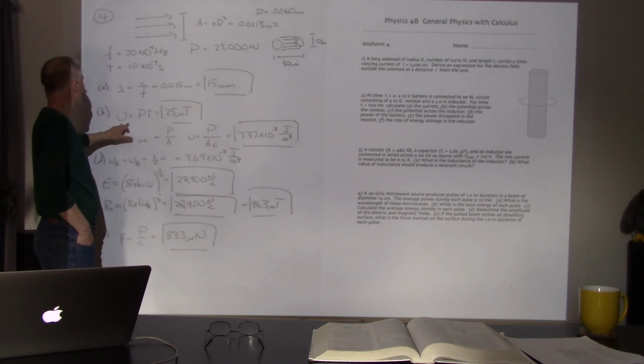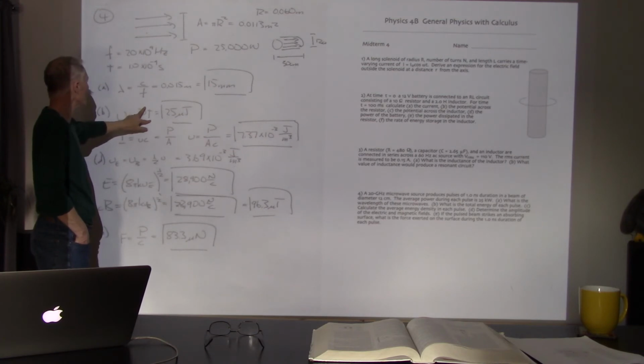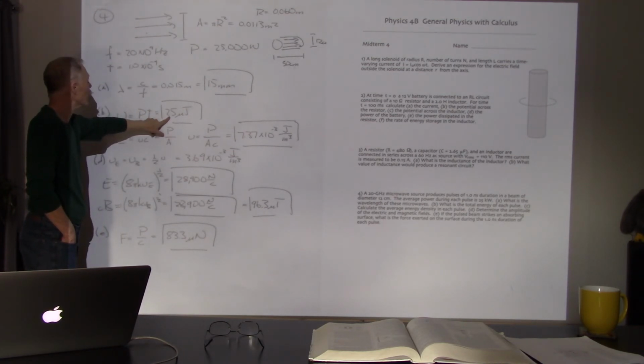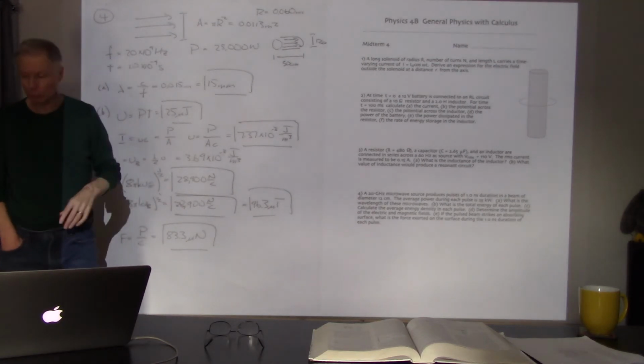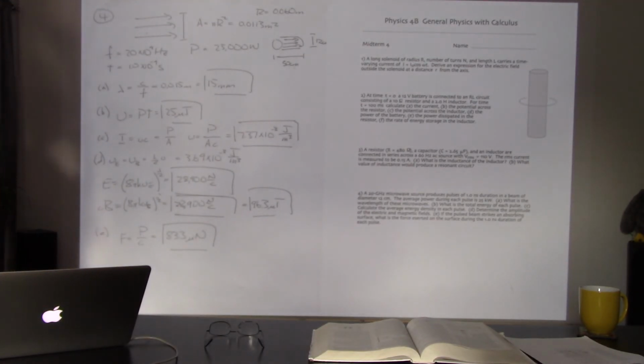The energy that we have in each pulse, we can take by the power and multiply that by the duration, and that gives us 25 microjoules. So that's B. Is this going to be another one that goes through the alphabet? A, B, C, D, E. We've got the energy of the pulse, we've got the wavelength. Now we've got to get the energy density.